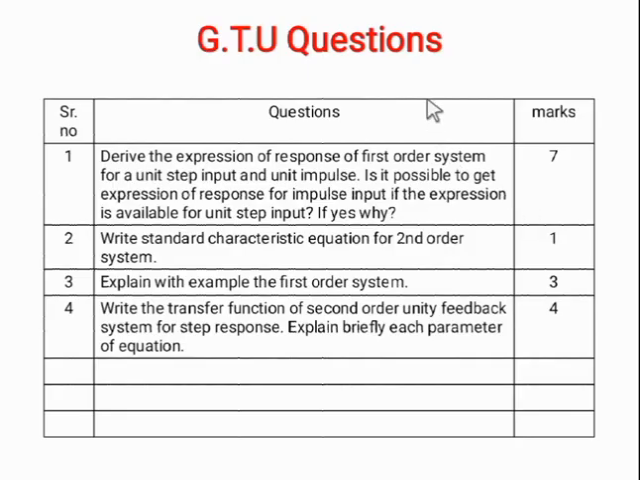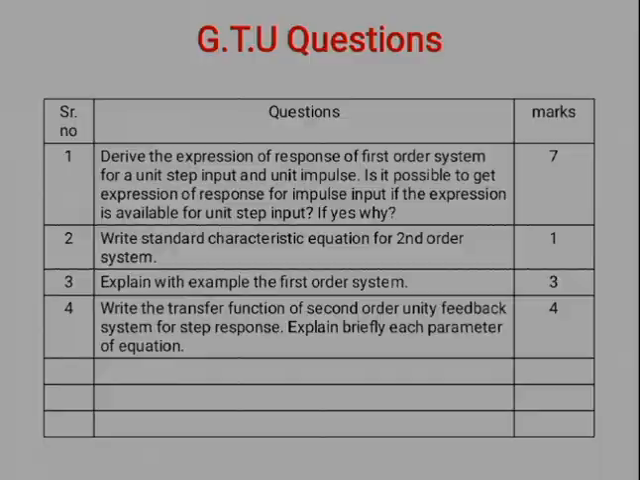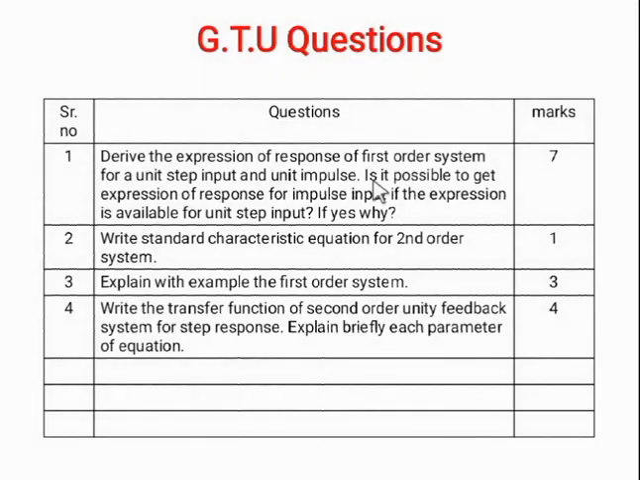Now the G2 questions. First, derive the expression of the response of the first order system for unit step input and unit impulse. Is it possible to get the expression of response for impulse input if the expression is available for unit step input? If yes, then mention why. This may be asked for 7 marks in your G2 examinations.